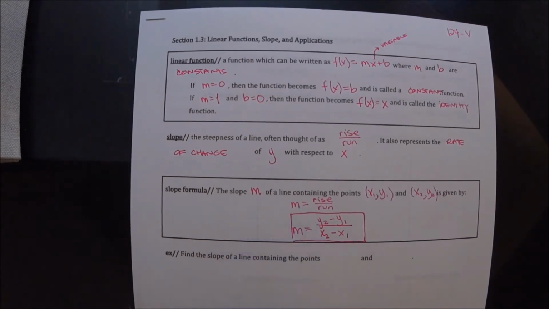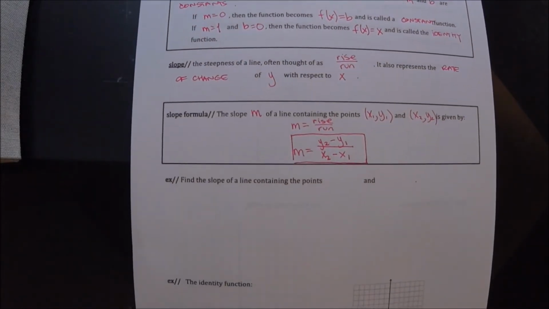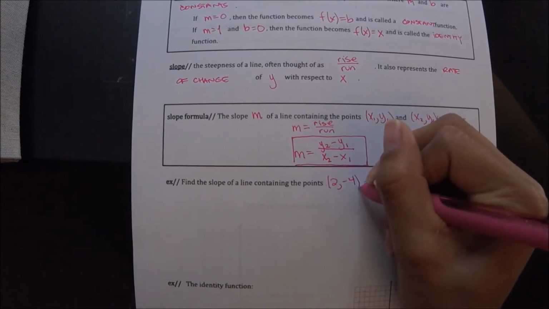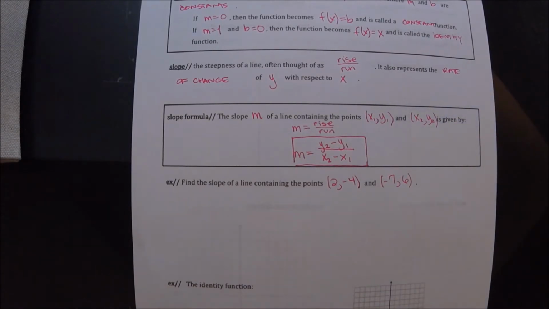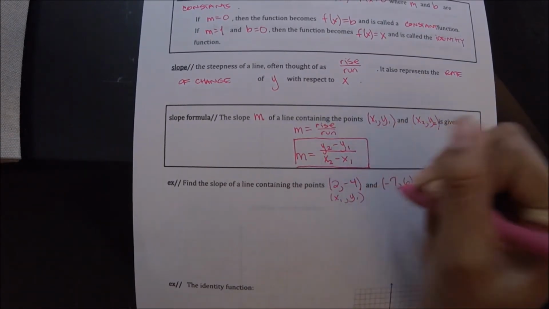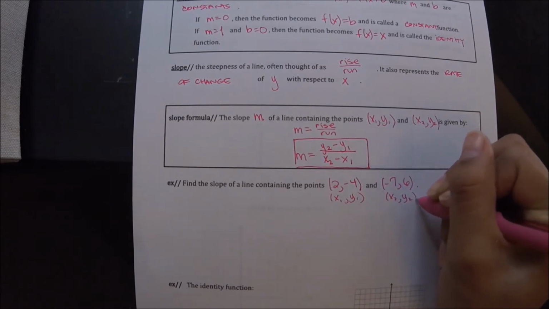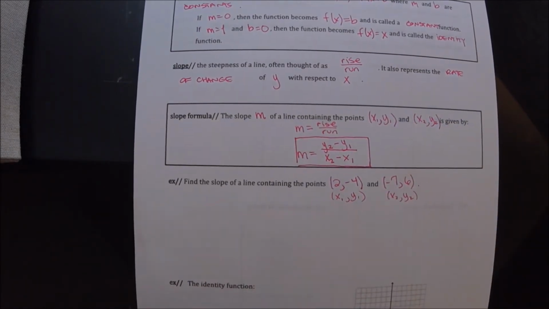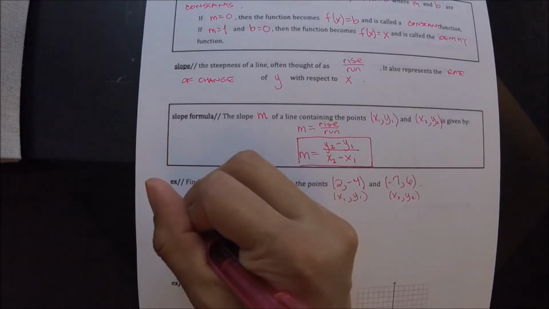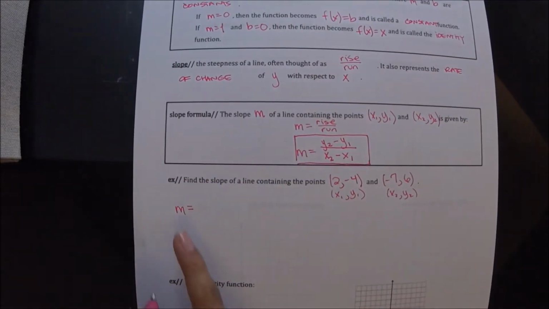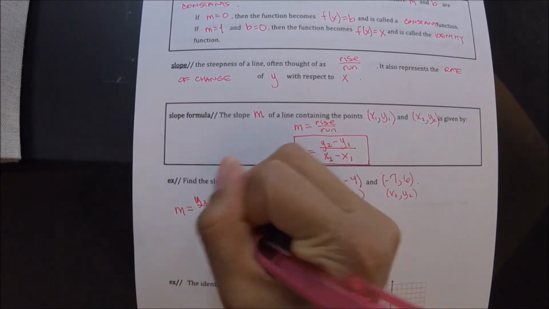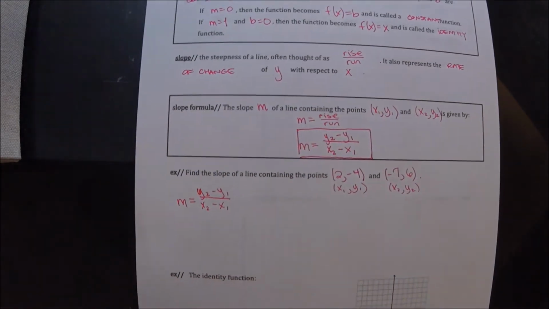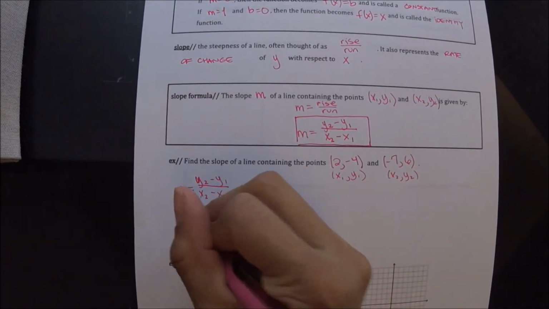So let's use this formula in this next example. Find the slope of a line that has the points 2, -4, and -7, 6. For now, I'll just call this one x1, y1, and this one x2, y2. But if you did it the other way around, you'll get the same answer. So let's write down the formula. So slope is the difference of the y's over the difference of the x's.